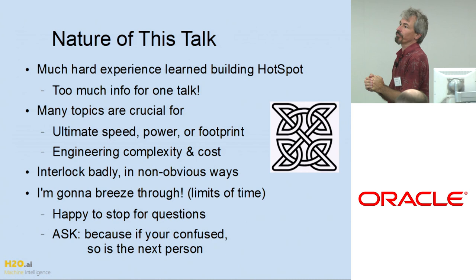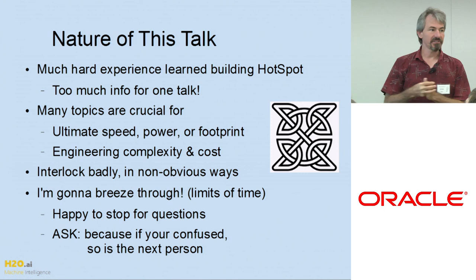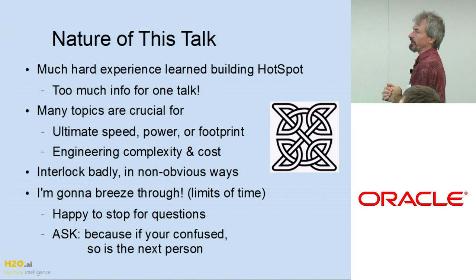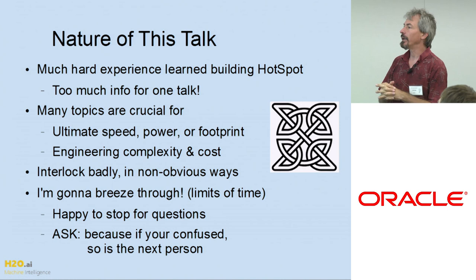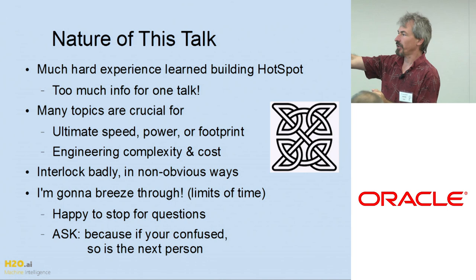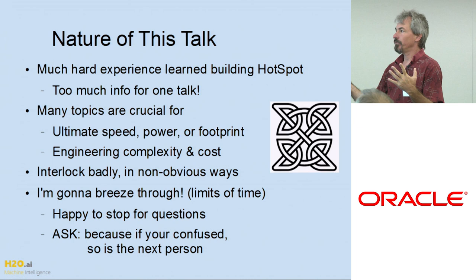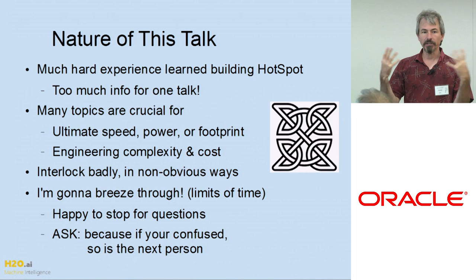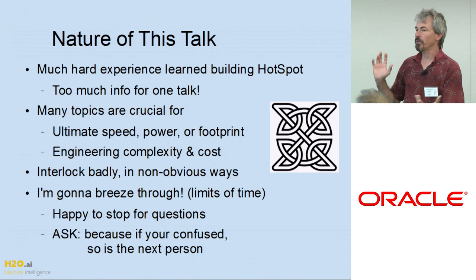Okay, so the nature of this talk. This talk is about looking at the kinds of decisions that you end up making when you build a VM. And a lot of these are hard-won experience for which this is exactly the right audience to understand what those choices are and why. Many of these topics I'm going to cover, you optimize for, you engineer hard to make something go either ultimately fast or low power or small footprint or whatever it's going to be. And these choices you're making are going to interlock badly in funny, non-obvious ways. And suddenly you get down this rat hole where you're stuck and you have to redo some critical piece of infrastructure in order to make some next gain in performance or power, whatever it's going to be.